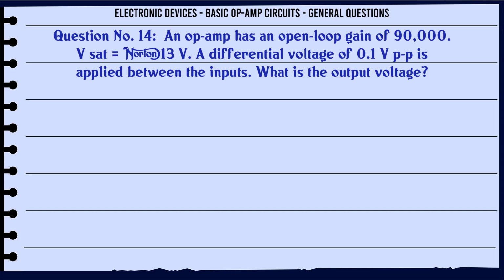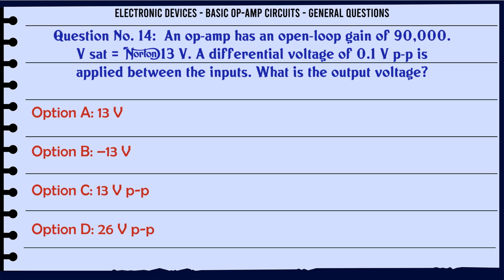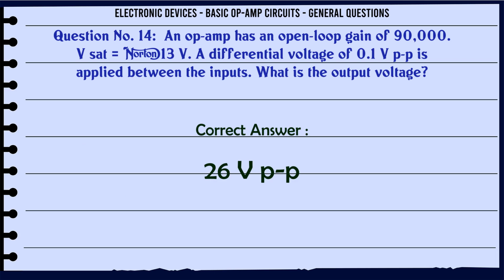An op-amp has an open loop gain of 90,000. Vsat is 13 V. A differential voltage of 0.1 VPP is applied between the inputs. What is the output voltage? A. +13 V, B. -13 V, C. 13 VPP, D. 26 VPP. The correct answer is 26 VPP.